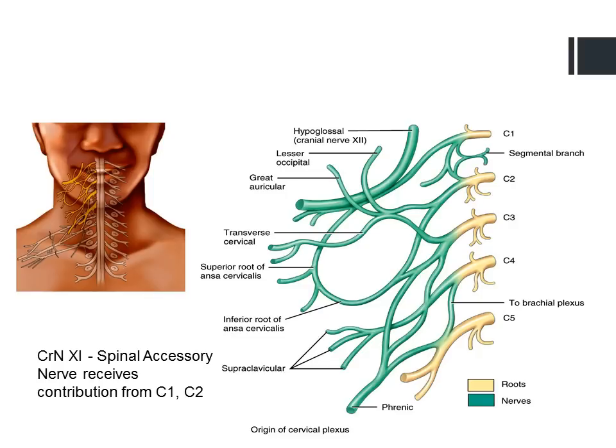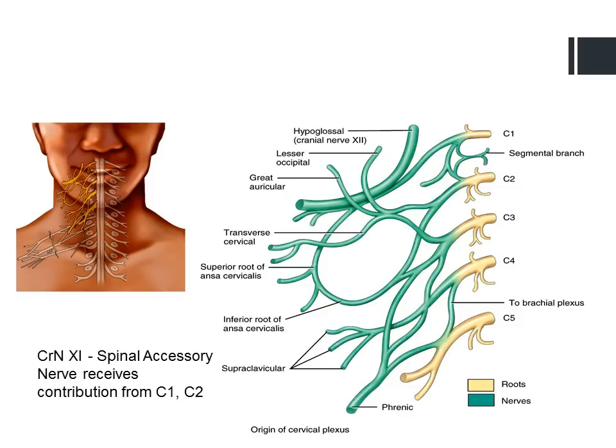Most of the branches of the cervical plexus are cutaneous sensory nerves that supply the dermatomes of the skin of the neck, the skin of the ear area, the skin on the back of the head, and small portions of the skin over the shoulder. Also, a much lesser percentage of the branches are motor branches that innervate muscles of the anterior neck.